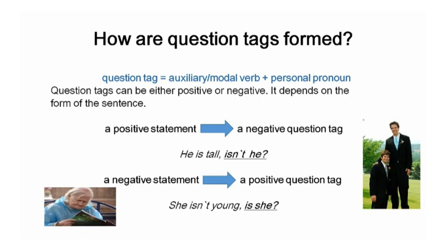How are question tags formed? A question tag consists of an auxiliary or a modal verb and a personal pronoun which depends on the subject of the sentence.